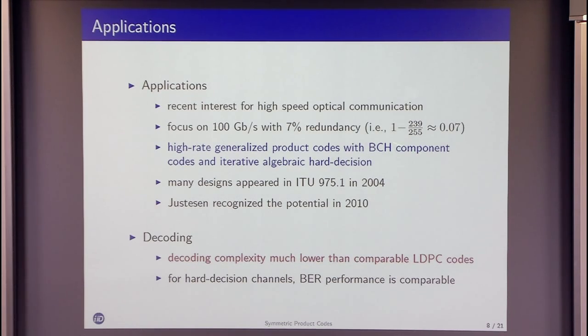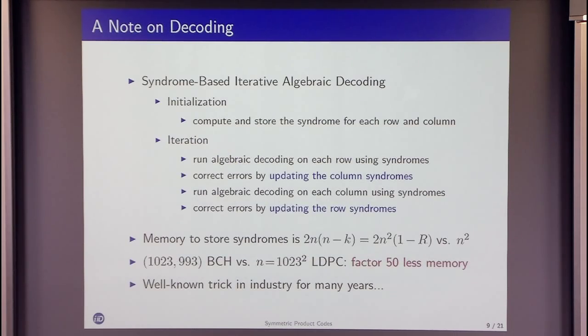And so the high-rate generalized product codes with BCH component codes appear as a very good solution in this case. In particular, there's this ITU document 975.1, which also suggests 10 different constructions of these types of codes, various generalized product codes. All of them work pretty well. Some of them work better than others. And so the decoding complexity, though, this is an important note, is much lower than comparable LDPC codes. I'm going to talk about why in the next slide. And for hard decision channels at high rates, the BER performance is comparable. So you can't even really beat them by much with LDPC codes in that regime.